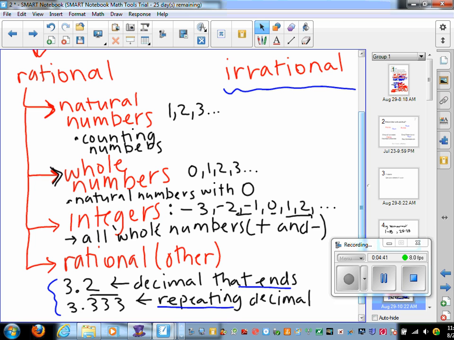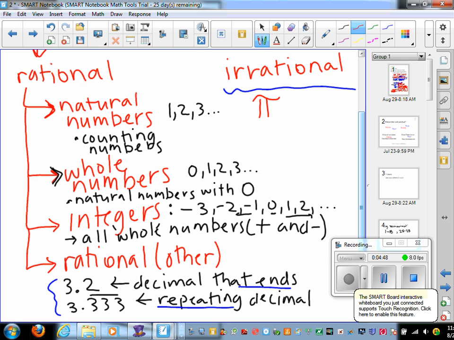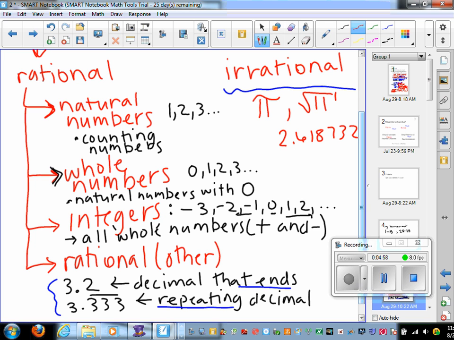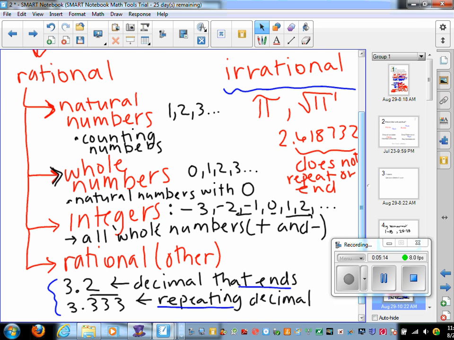Numbers like pi, or square root of 11, or 2.6 and so on. See how this decimal does not repeat? That makes it irrational. And that's really it for rational and irrational numbers.